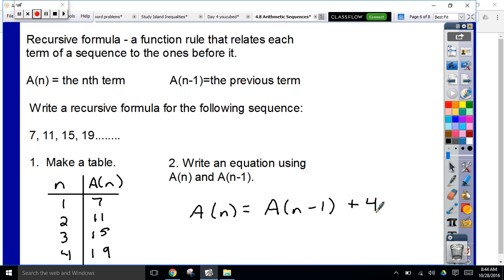We are not going to do explicit formulas today, so we're going to stop here with recursive formulas. I'm going to give you your assignment. Since it's Friday, you'll have time to work on it. Okay, let's see. Let me just double check this.